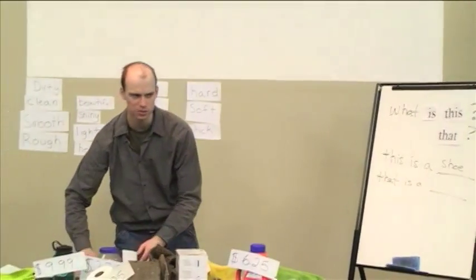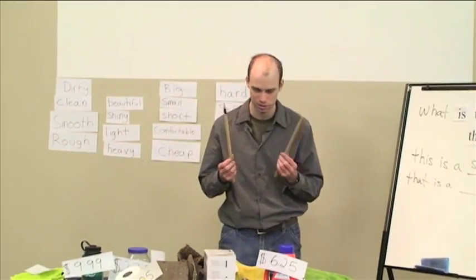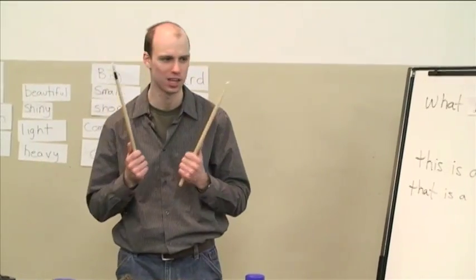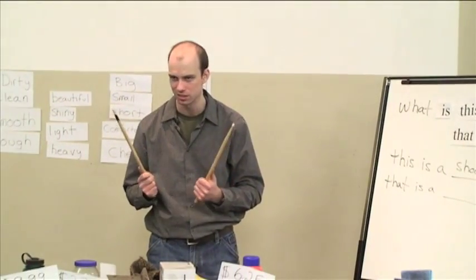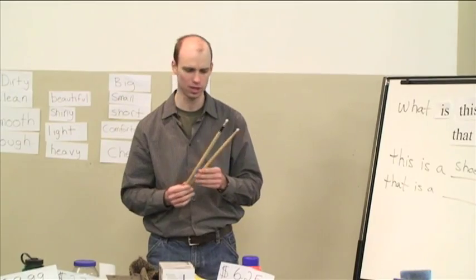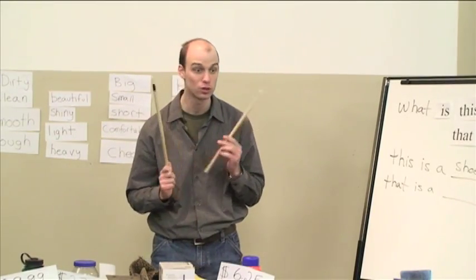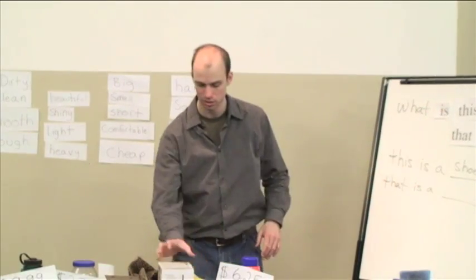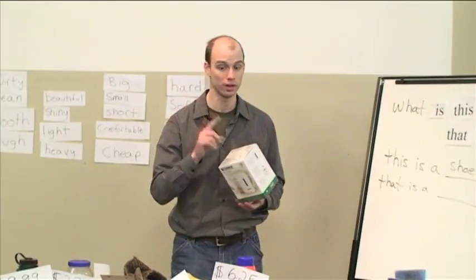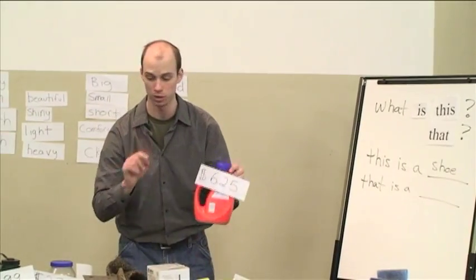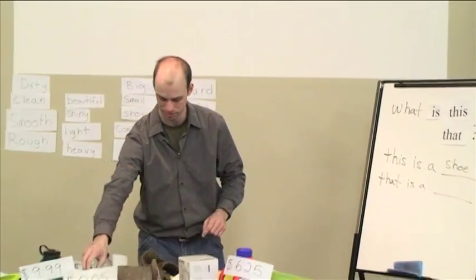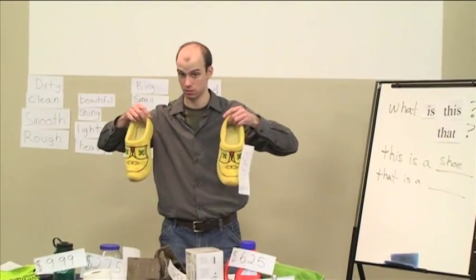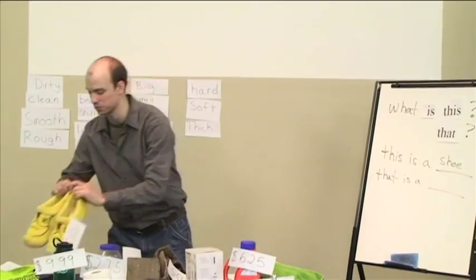Okay, now I heard some very interesting conversation about drumsticks. And I heard, what is this? And I heard, that is drumsticks. And I went, no, that's not quite right, because how many do we have? Two. There are two. For this and that, we can do it with one object. But what about two objects?